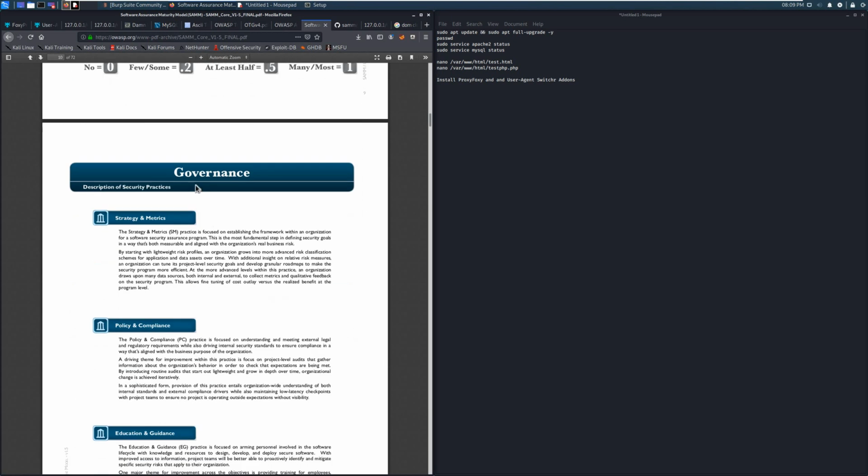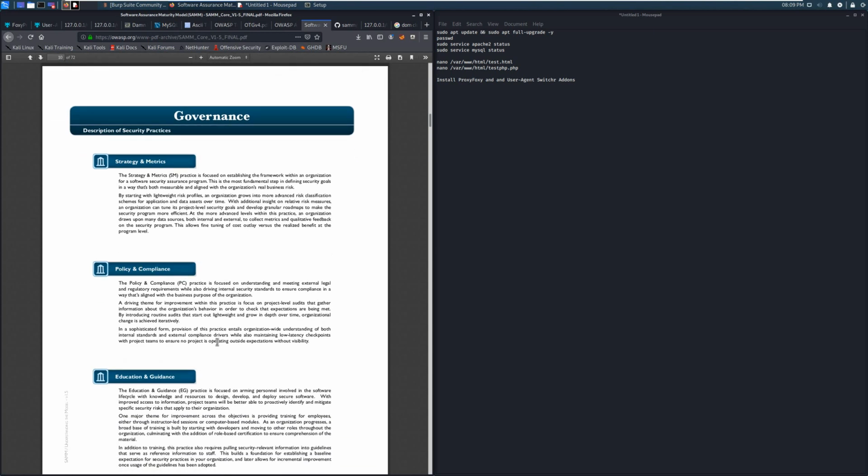Okay, so governance, that's our chapter, and policy and compliance. So we can go through the first paragraph. Here you have the brief description of what actually this security practice is about.